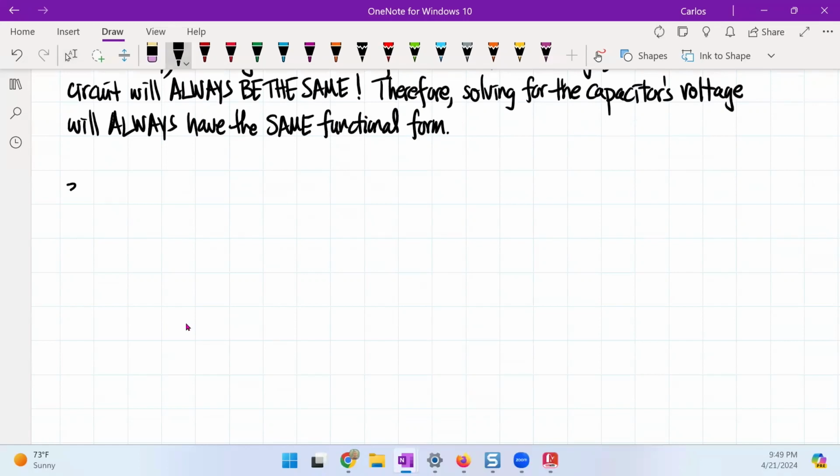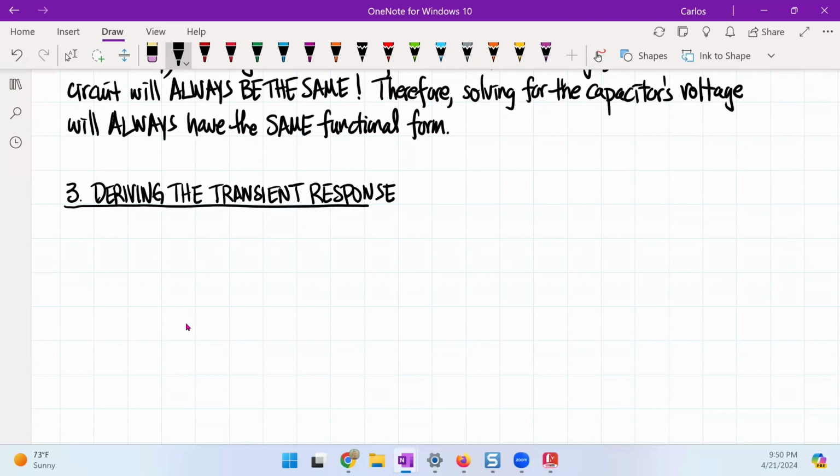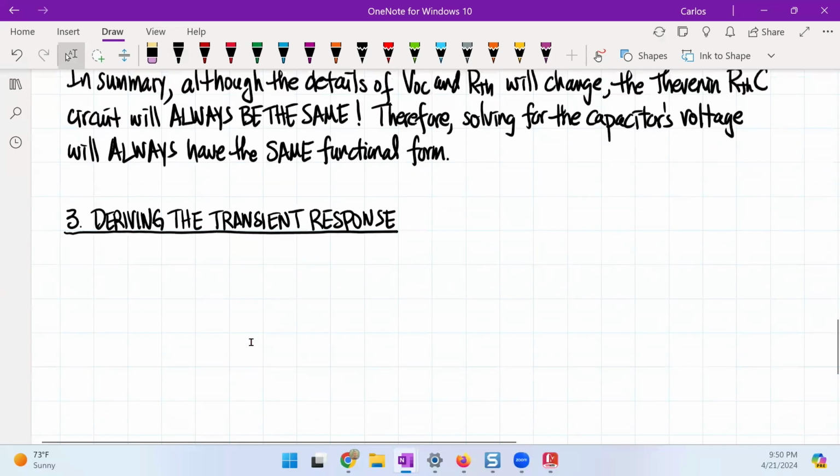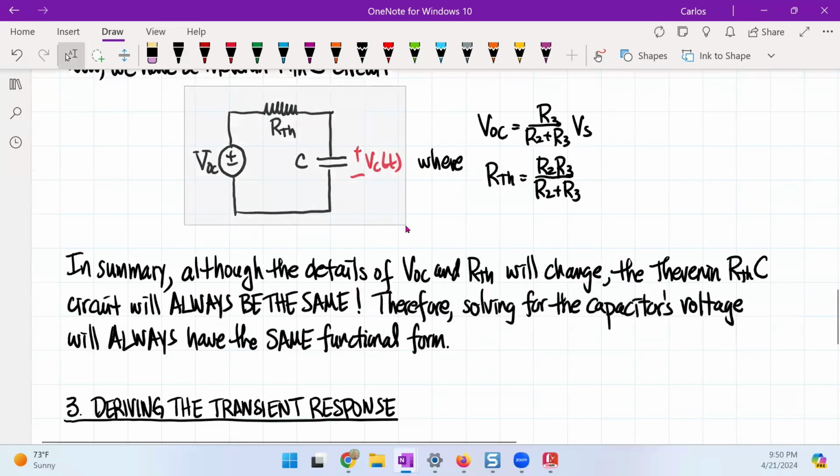We're going to talk about part 3, and we're going to be deriving the transient response. And this is, of course, after the switch is thrown, because that's what we have. So I want to copy this because we're going to need this circuit here.